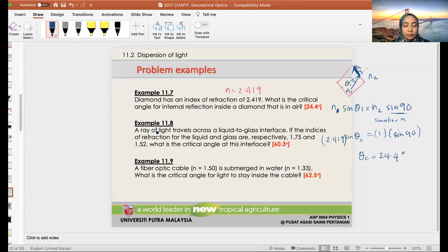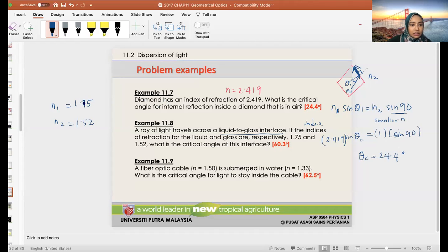Okay, the next example. A ray of light travels across a liquid to glass interface. If the indices of refraction, indices just means index in plural form, for liquid and glass are 1.75 and 1.52, what is the critical angle at this interface? So here it's saying n1, which is liquid, is 1.75, n2 is 1.52. That's pretty rare, because usually the liquid's n is lower than the solid, the glass. But here the liquid is special.